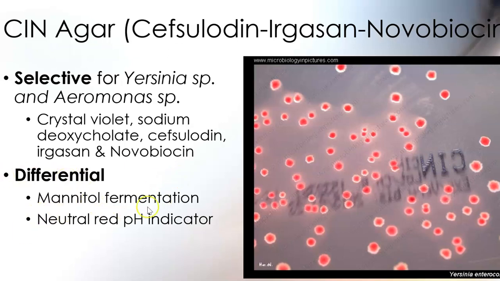How is it differential? We're looking at mannitol fermentation with a neutral red pH indicator. Neutral red turns pink when it's acidic. So mannitol fermentation, in this case, for CIN, not MSA, CIN, is going to turn pink or red. Okay, these things, typical Yersinia or Aeromonas, have a red center and an almost clear outer edge to the colony. They're so cute. They look like little red eggs. You know how they have the egg yolk and then the egg white? It looks like the yolk is red in the middle of this egg. They're cool looking.